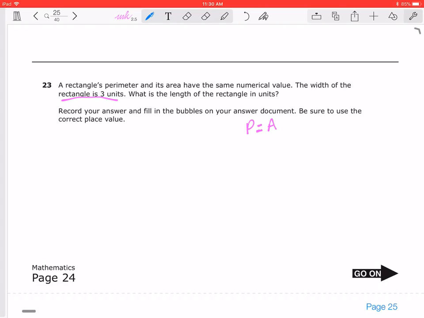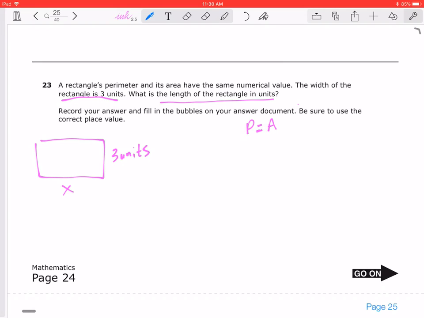And it says the width of the rectangle is 3 units. So if I'm going to draw my rectangle, I know that this is 3 units. We don't know, so we said what is the length of the rectangle. So we don't know what the length is. That's our X.